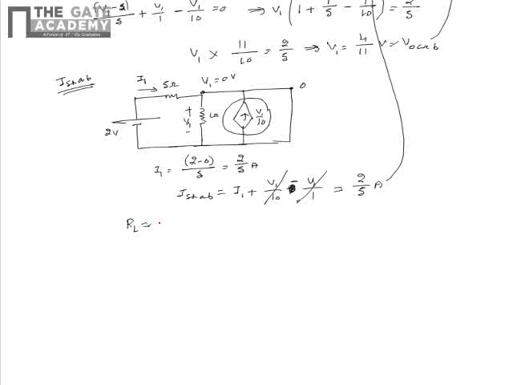From this we can find the RL for maximum power transfer as RL is equal to RTH is equal to VOC_AB divided by ISC_AB, that is equal to 4 by 11 divided by 2 by 5. And upon simplifying this, we get this as 10 by 11 ohms. Hence the correct option which corresponds to the value of RL for maximum power transfer is B.